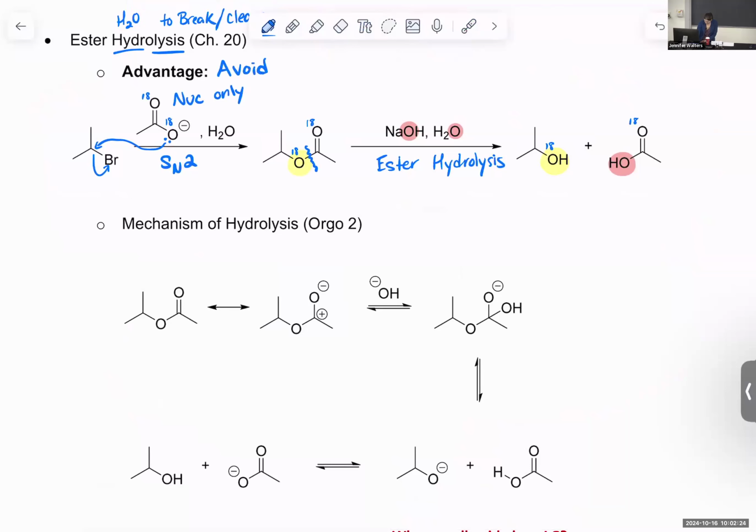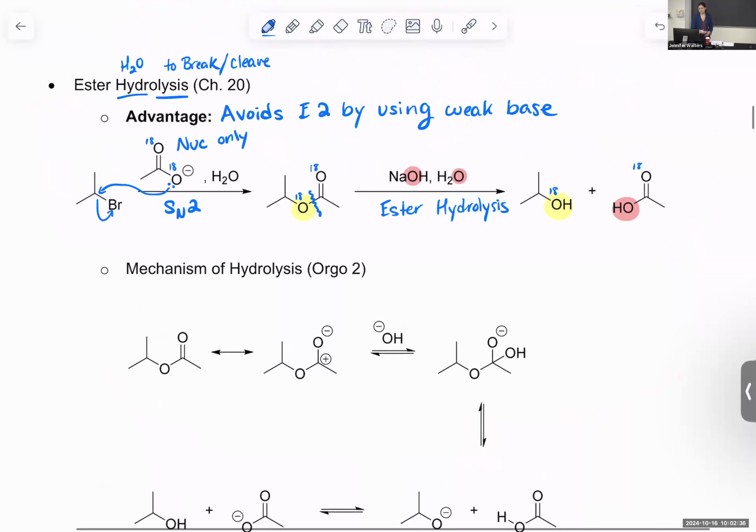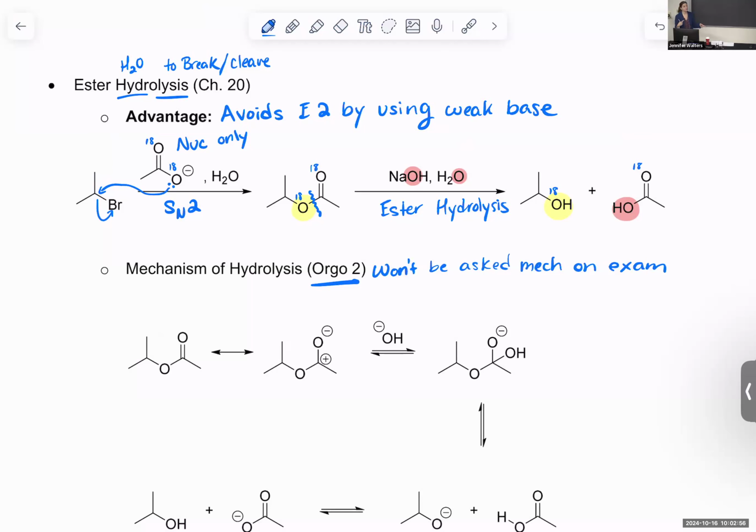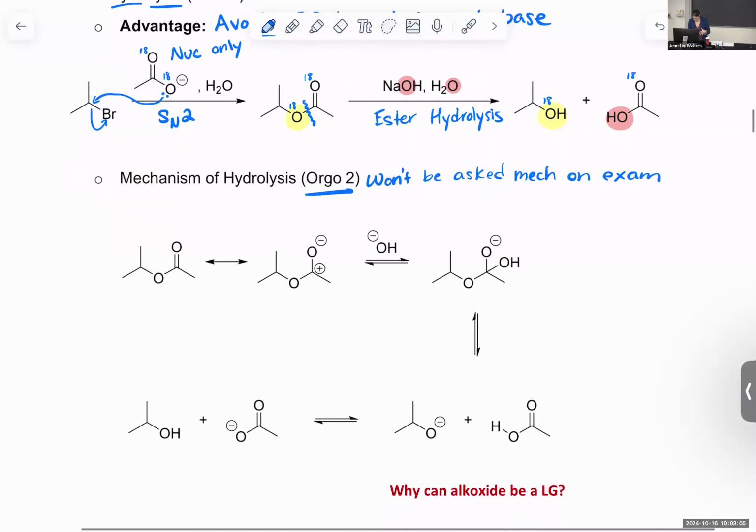Oh, we also forgot to actually write in the advantage was it avoids E2 by using a weak base. I said it verbally, but I didn't write it. That's the benefit of using that reaction. So the mechanism, because it's an orgo 2 concept, is that mechanism. It's carbonyl chemistry. So you won't be asked the mechanism on the exam. Still need to know the reaction, but I'm not going to ask you to draw out the mechanism. But knowing the mechanism helps you know what's forming and how you're forming it.